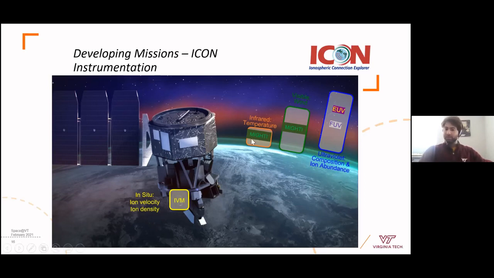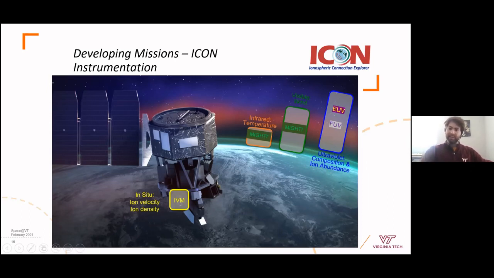And it's going to use a similar process to tell us temperature. There's an airglow in the infrared, and then depending on the temperature, some of the peaks kind of shift around. So MIDI is going to give us temperature and visible wind.